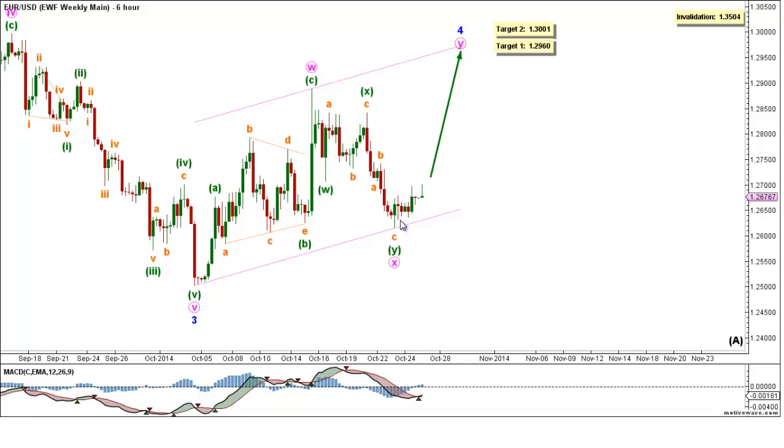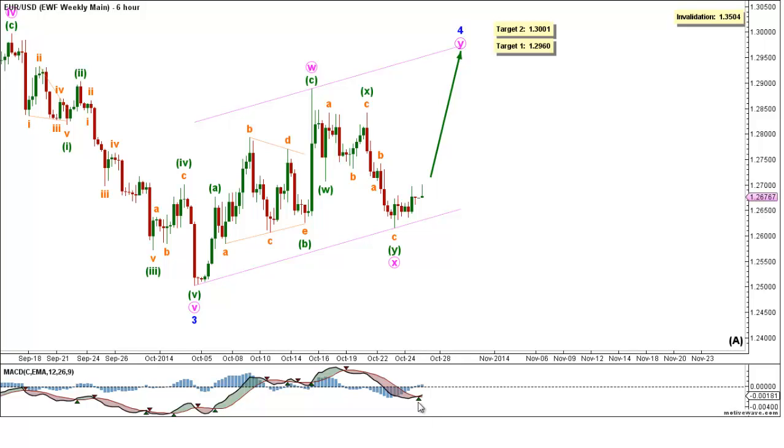Minute wave X formed a double zigzag labeled minute waves W, X, and Y, retracing over 61.8% the length of minute wave W, and this count expects the euro to make one more upwards push in minute wave Y to complete minor wave 4. The MACD indicator supports this count by showing a bullish crossover, although it's not yet very definitive.